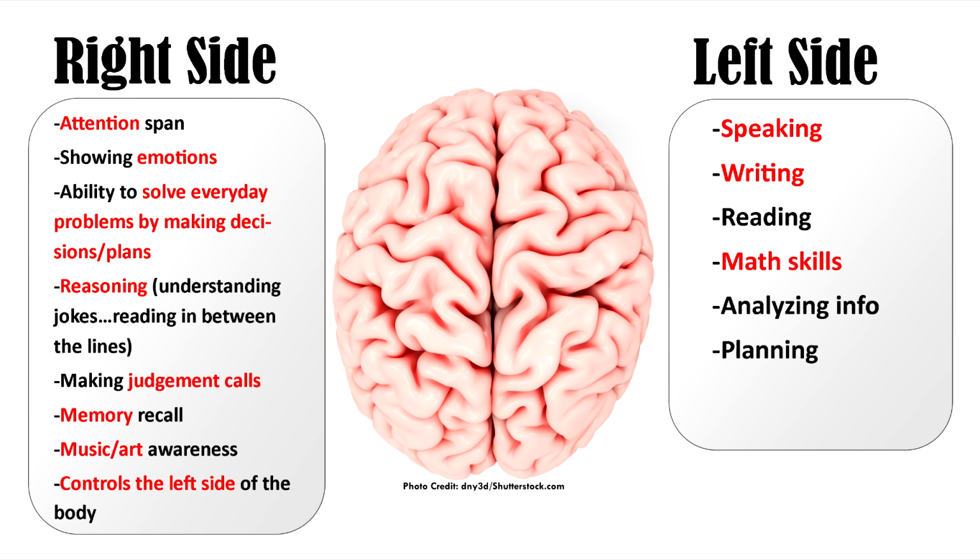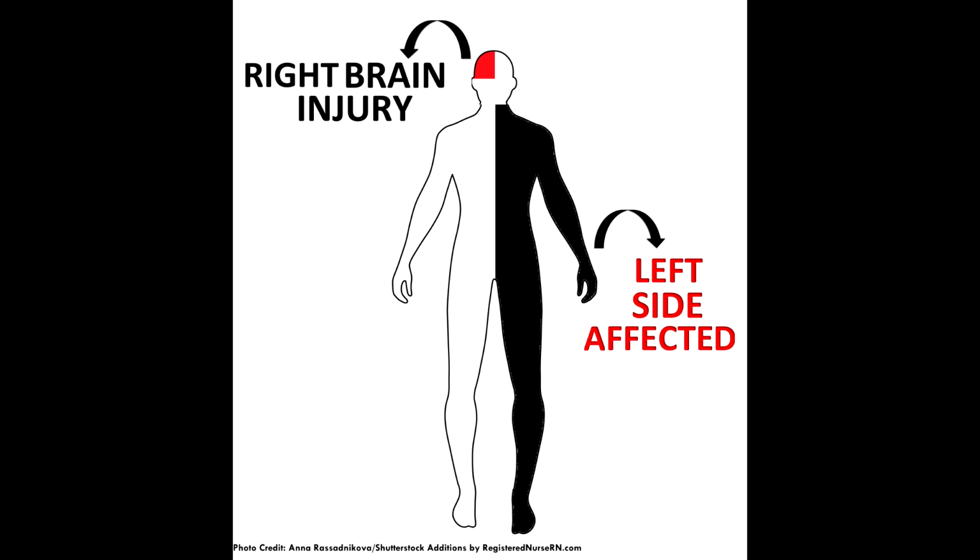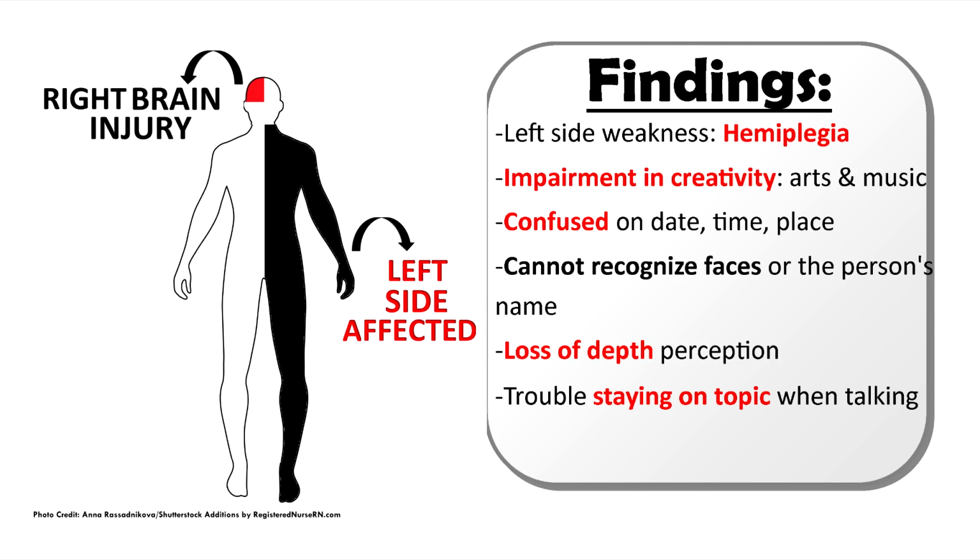Now, let's look over on the left side. It helps us with speaking, writing, reading, math skills, analyzing information, and planning. So what happens when a patient has a right brain injury based on all those normal functions we just saw? Well, our left side is going to be affected. So what you're going to find is that the patient's going to have some left side weakness called hemiplegia.